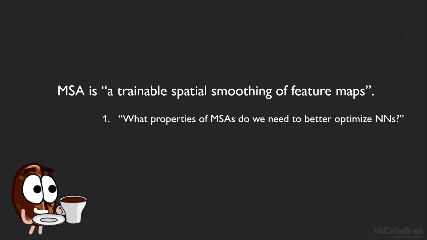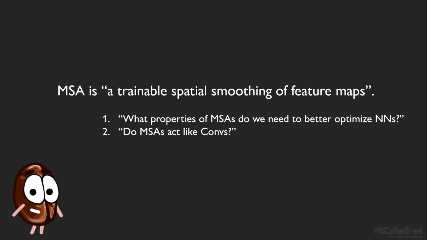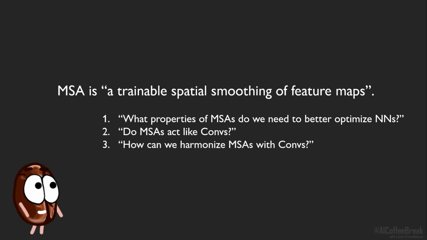What properties of MSA do we need to better optimize neural networks? Do MSAs act like Convs? If not, how are they different? And third, how can we harmonize MSAs with Convs? Following the last question, they propose an architecture combining MSA and convolutions based on the lessons learned from answering the first 2 questions.